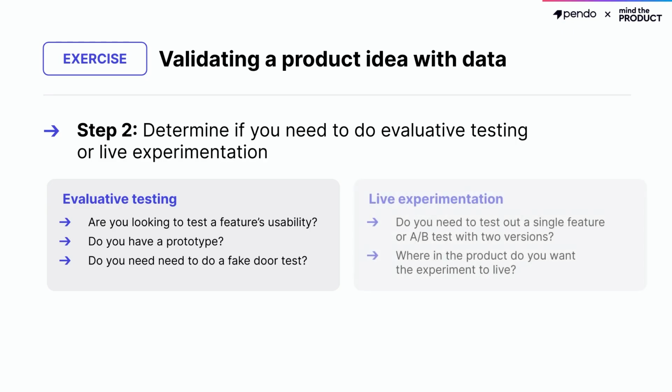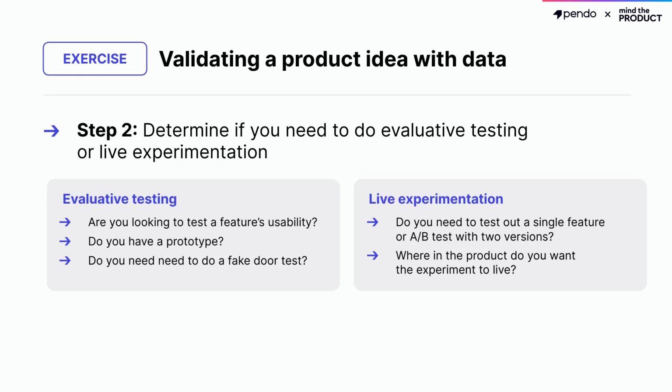If you decided on live experimentation, consider whether you'll need to test out a single feature or A/B test with 2 versions. You'll also need to determine where in the product you want the experiment to live. Is the location obvious? Or do you want to test out multiple locations to see if that impacts engagement with the feature?